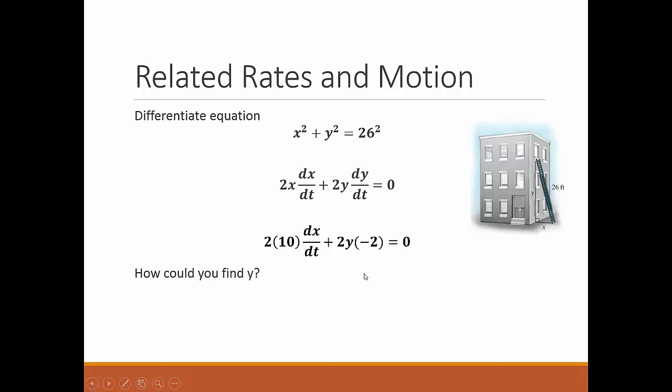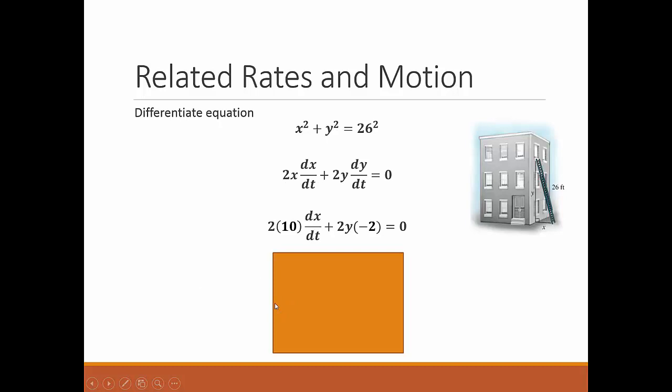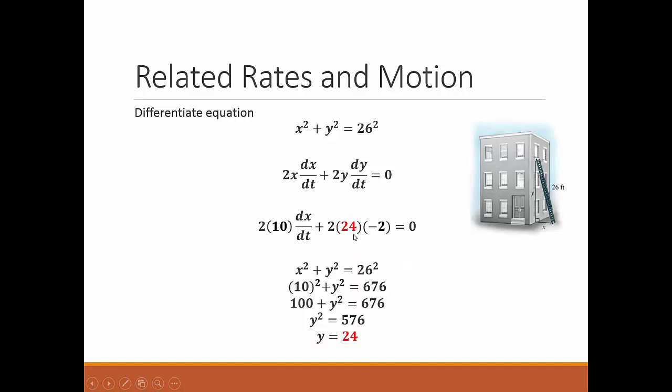And so now, how could I find my actual y value? Well, I can take my x squared plus y squared, plug in my x value, and solve for y. So I just go through all the steps. Of course, we don't do the plus or minus because my y is going to be positive. So I can now plug y in. I have everything I need.